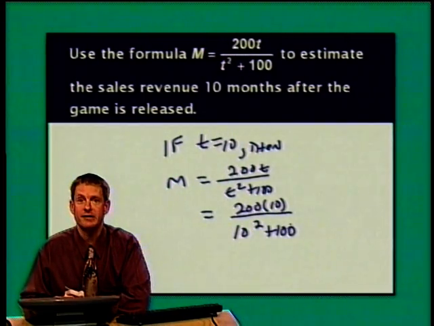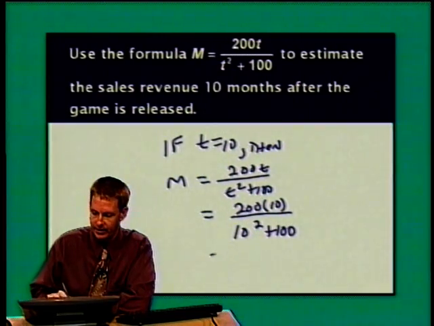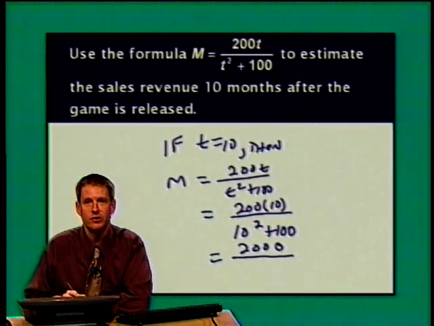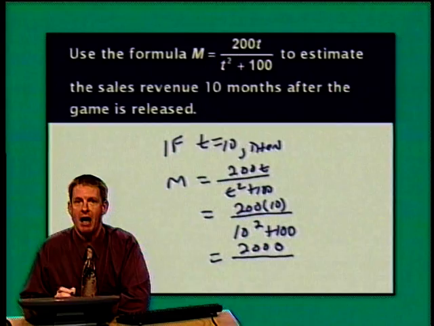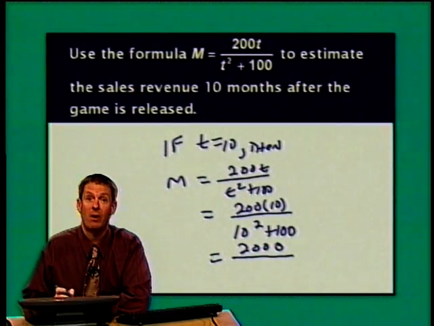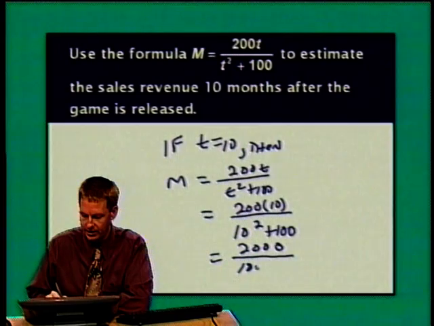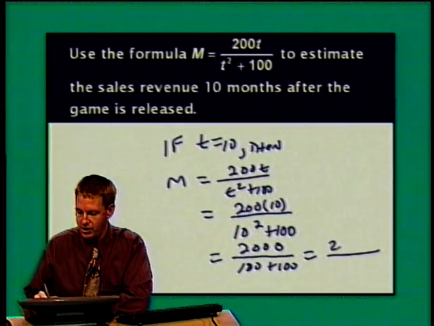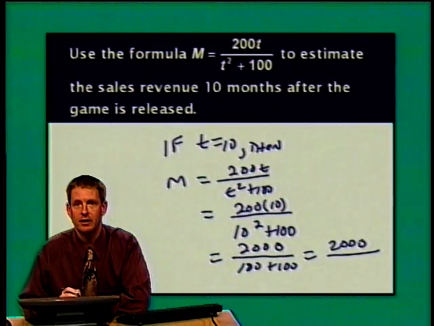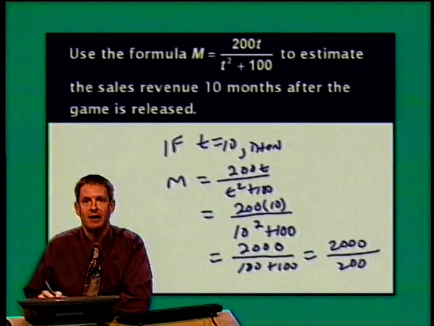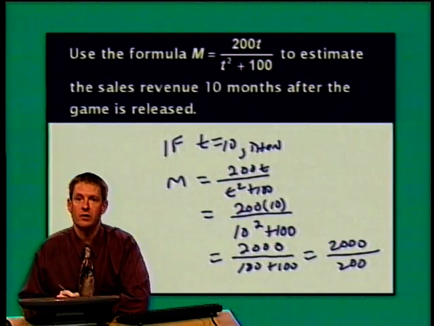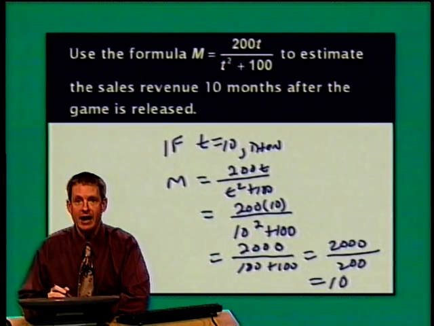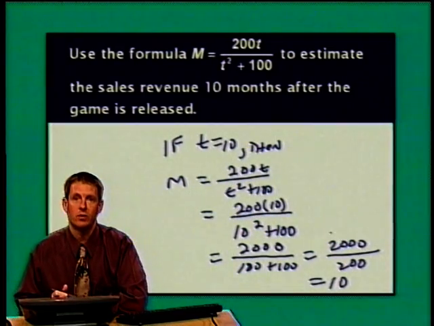So let's go ahead and simplify both the numerator and the denominator. In the numerator, all I have is 200 times 10, that's 2,000. In the denominator, I have a power and an addition. The power comes first. 10 squared is 100. So the denominator is 100 plus 100. My numerator I've already simplified to 2,000. The denominator completely simplifies to 200. And 200 goes into 2,000 10 times. So if t equals 10, M also equals 10.